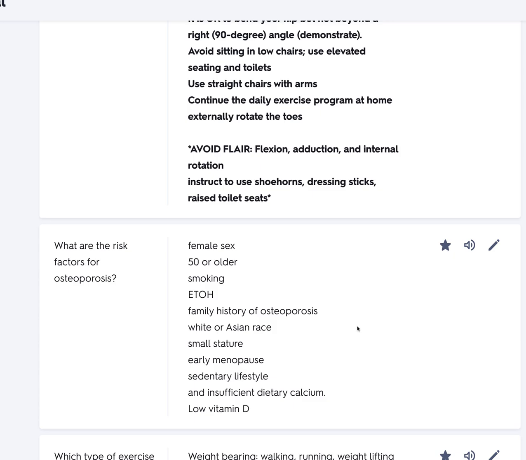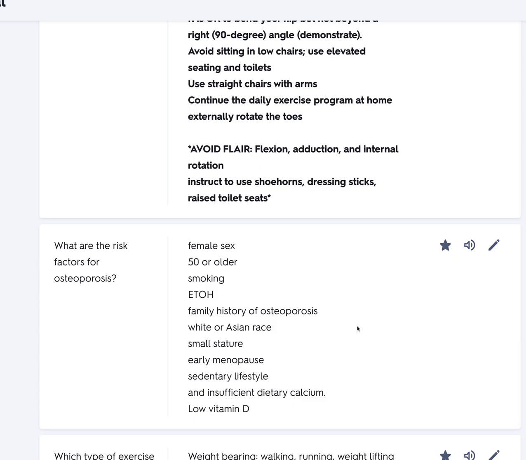All right, now we're going to talk about osteoporosis. Do not get osteoporosis confused with osteoarthritis. It's very easy to do. I do it all the time. So people that are at risk are female sex, postmenopausal females, 50 years old or older, people who smoke and drink, people that are small. So this is one condition that happens in skinny people, right? So people that are less than 127 pounds, white or Asian race, early menopause, sedentary lifestyle.